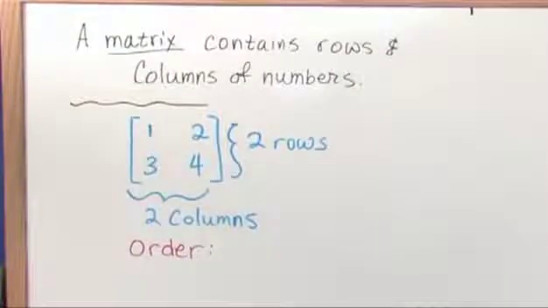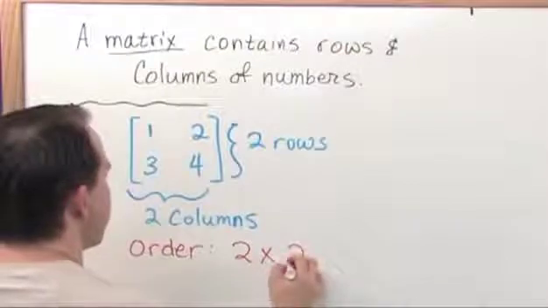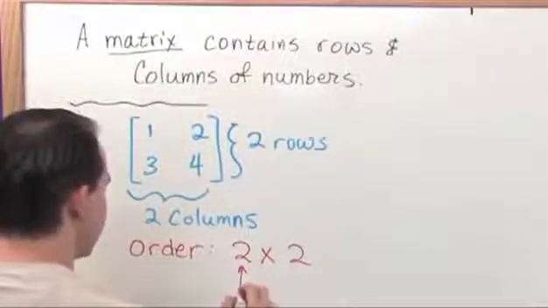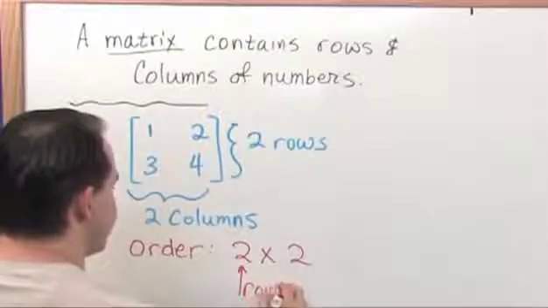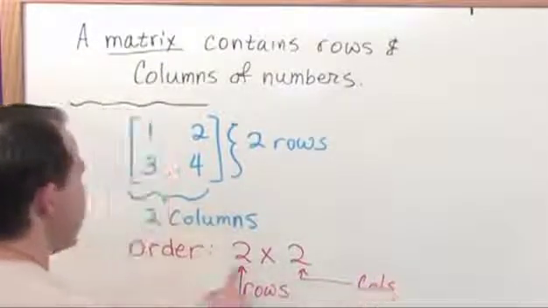You'll be given a matrix and it'll say, what's the order of this matrix? And you'll be like, what is that? Well, you have to learn the definition. The order basically just says how many rows, how many columns. Okay? The first number is the rows, and the second number is the columns. Okay, so this is 2 by 2.